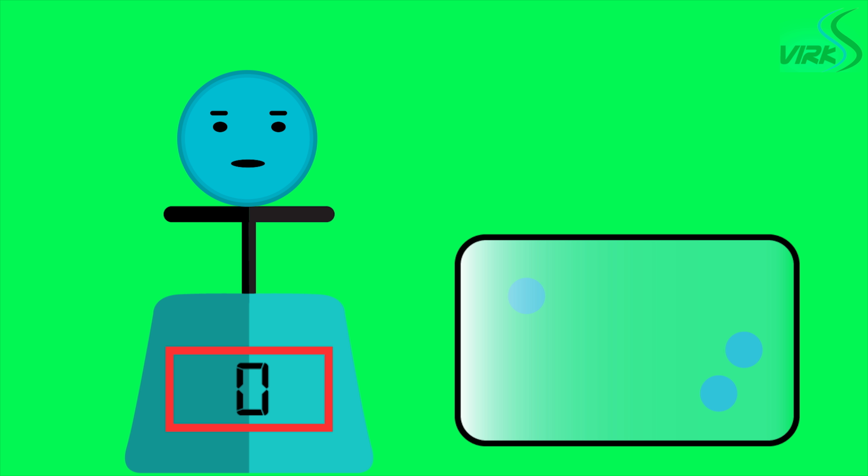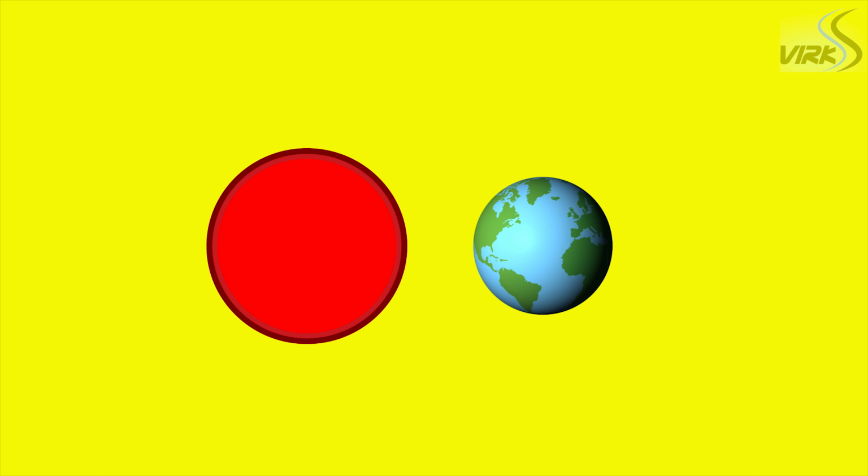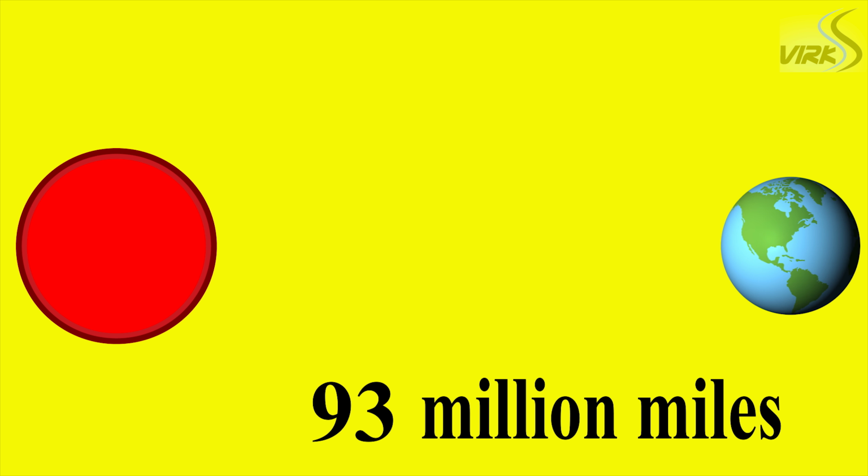In a vacuum, where there is nothing to slow it down, light travels 186,282 miles per second. The sun is almost 93 million miles from the earth. It takes around 8 minutes for light to get from the sun to the earth.